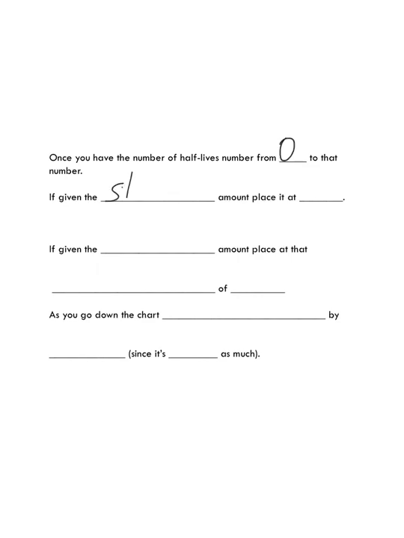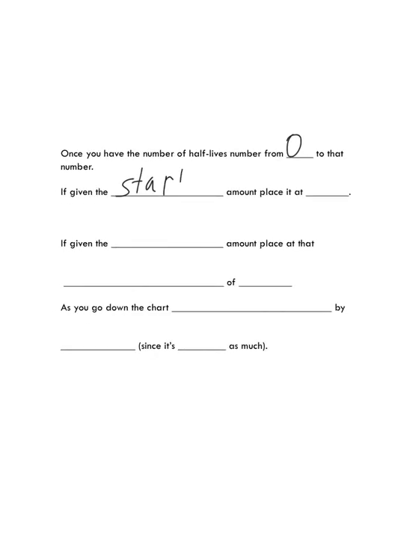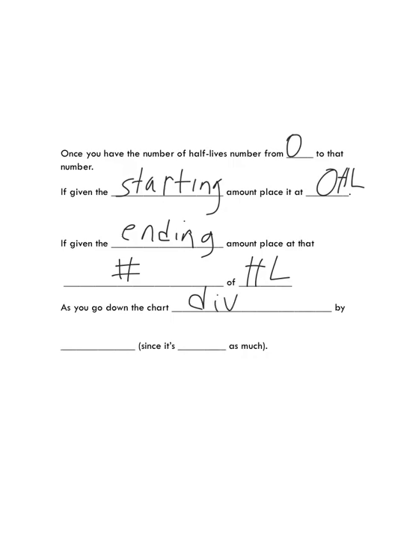If you're given the starting amount, you're going to place it at 0 half-lives. If given the ending amount, you're going to place that at the number of half-lives that you came up with. So if you came up with 4 half-lives and they said you end with 2 grams, at 4 you'd put 2 grams. And then since it's half-life, you're going to just divide by 2, since it's half as much.